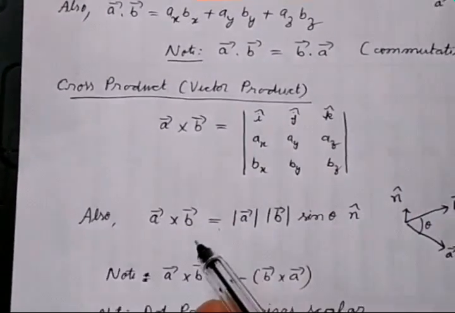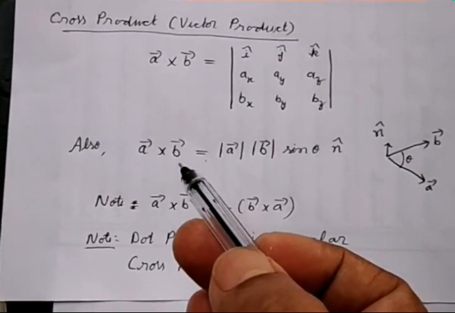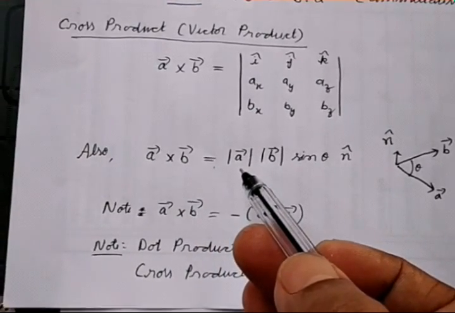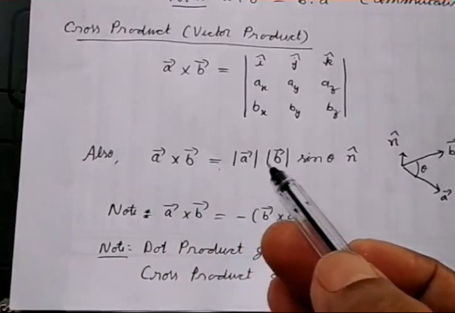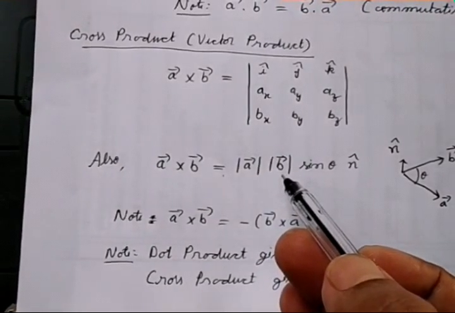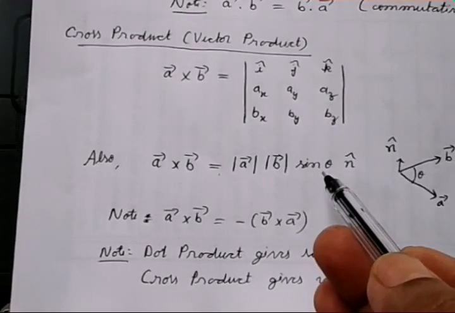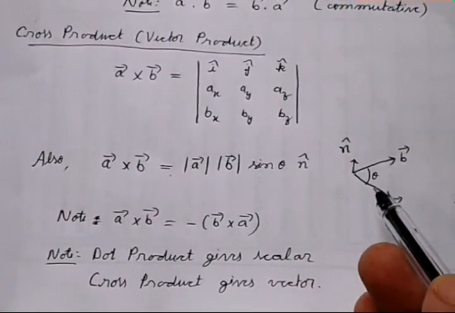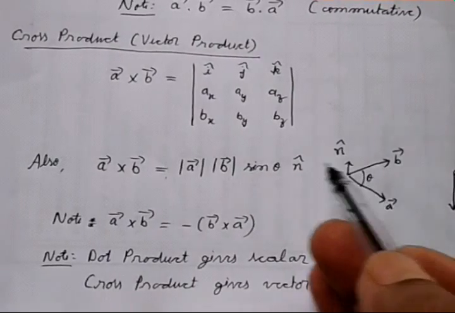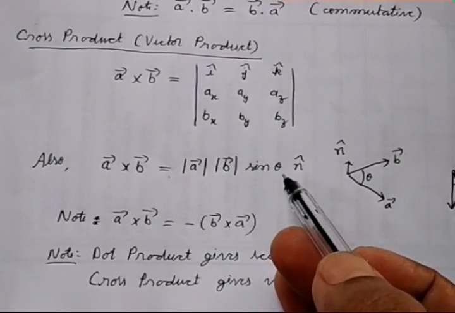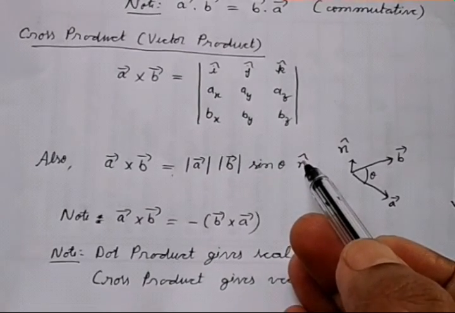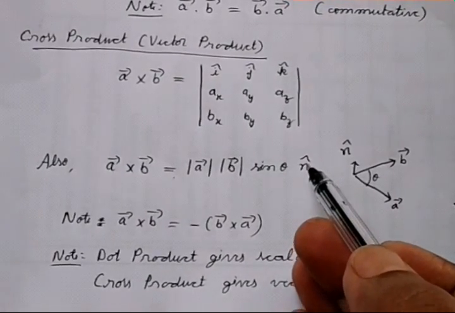Now how do you represent this geometrically? You can write it as magnitude of A bar, mod A bar, multiplied by mod B bar, magnitude of B bar, into sine theta. That is, you have to take the two vectors A bar and B bar and the angle theta between them, so sine of that angle theta multiplied by a unit vector n cap. Now what is this unit vector n cap?